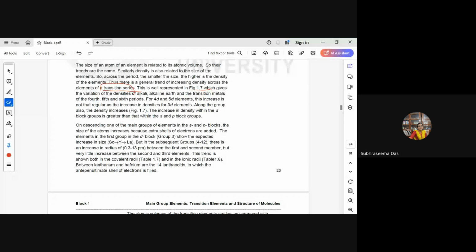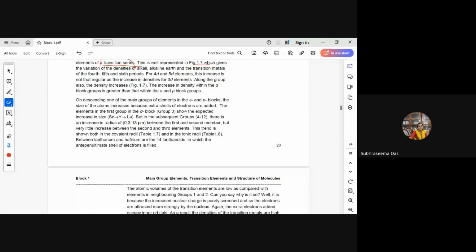On descending one of the main groups of the elements in the s and p blocks, we know the size of the atoms increases because the principal quantum number n increases. The elements in the first group in the d block show the expected increase in size, but in the subsequent groups there is an increase in radius between the first and second, but very little increase between the second and third.